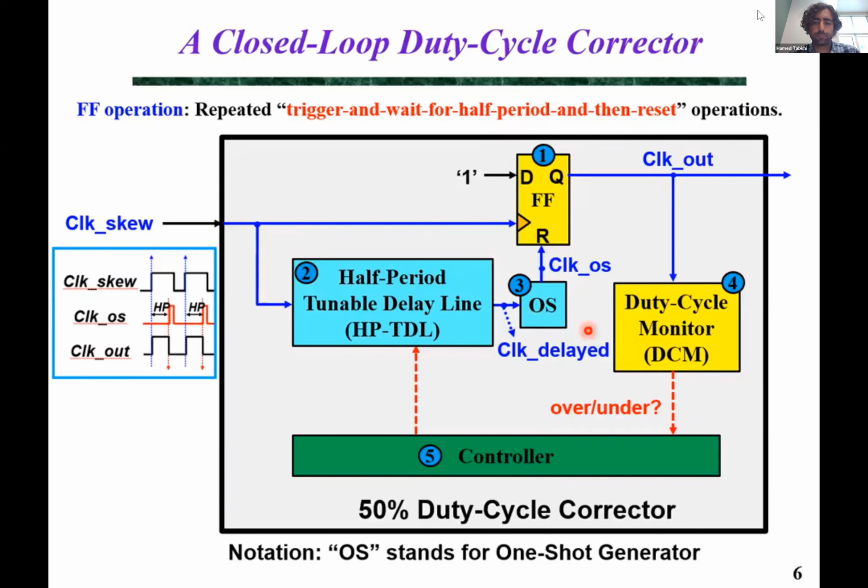And the key is this duty cycle monitor has to be highly accurate to guide the search process of this half period tunable delay line to make it highly accurate as well.